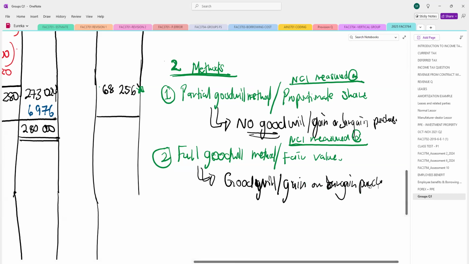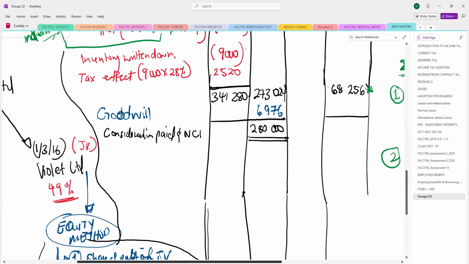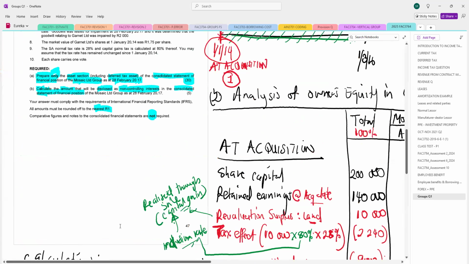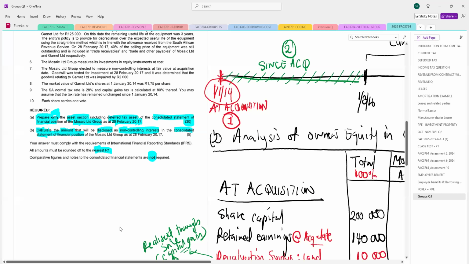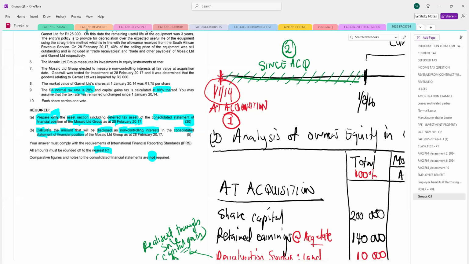Okay. So now that you know what entails this method, we're going to go down and look for information that tells us which method is applied in this particular group. Usually I'll check from the bottom and start going up. This one tells us about each share carrying 1 vote. Fine. This one tells us about the tax rate and the capital gain. And then here it tells us about the market value of Garnet on this date being this price per share.